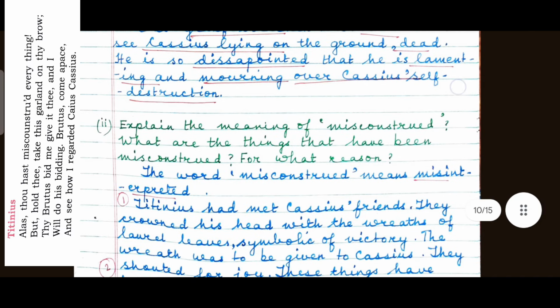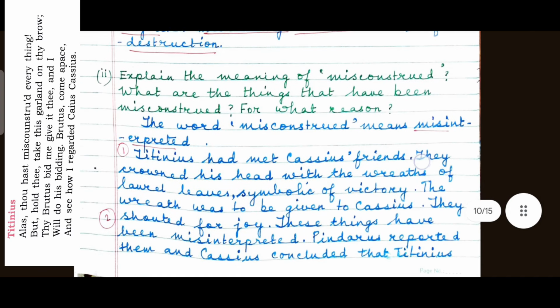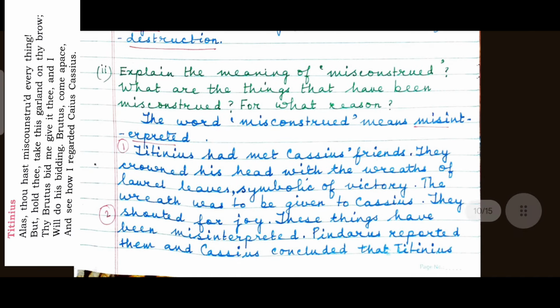Explain the meaning of misconstrued. This means misinterpreted. And what are the things that have been misconstrued? Titinius had met Cassius's friends. They crowned his head with the wreaths of laurel leaves, symbolic of victory. The wreath was to be given to Cassius. They shouted for joy, and these things have been misinterpreted.